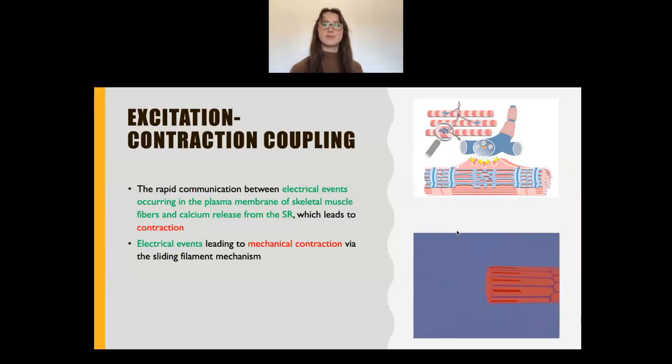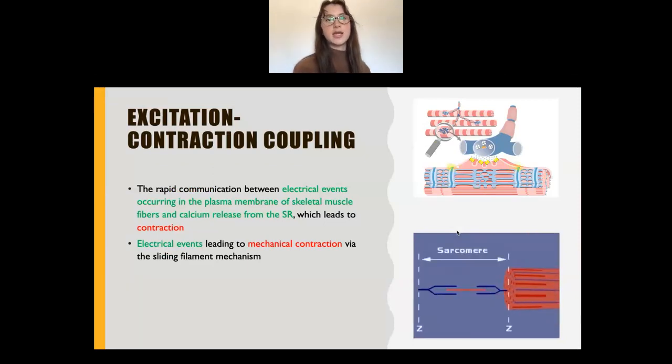So now that we have reviewed the neuromuscular junction and we are familiar with a sarcomere and the proteins that make up a sarcomere, we can talk about excitation-contraction coupling and the sliding filament mechanism. Excitation-contraction coupling is defined as the rapid communication between electrical events occurring in the plasma membrane of skeletal muscle fibers and calcium released from the sarcoplasmic reticulum. So the electrical events that occur in the plasma membrane of a skeletal muscle fiber.